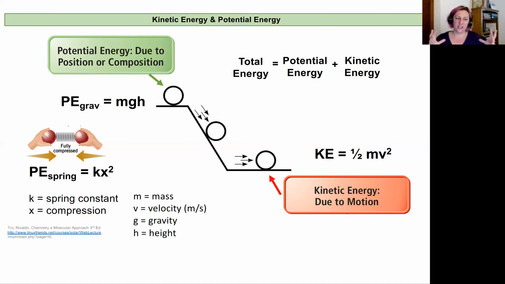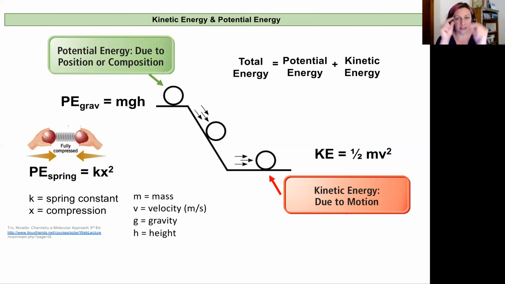But potential energy is more than just things falling, right? Another one is thinking about the potential energy of a spring. When you compress a spring, there's potential energy. And it's really the spring constant times the compression squared. And so we have a couple different versions of potential energy that we typically think about when we're looking at things from a mechanical perspective.